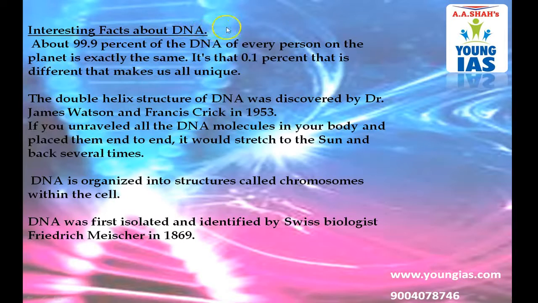Some interesting facts about DNA. About 99.9% of the DNA of every person on the planet is exactly the same. It's that 0.1% that is different, but that makes us all unique. The double-helix structure of DNA was discovered by Dr. James Watson and Francis Crick in 1953. If you unravel all the DNA molecules in your body and place them end to end, it would stretch to the sun and back several times. DNA is organized into structures called chromosomes within the cell. DNA was first isolated and identified by Swiss biologist Friedrich Miescher in 1869.